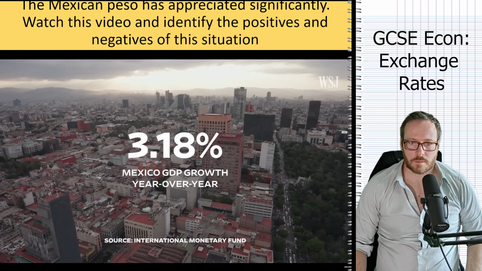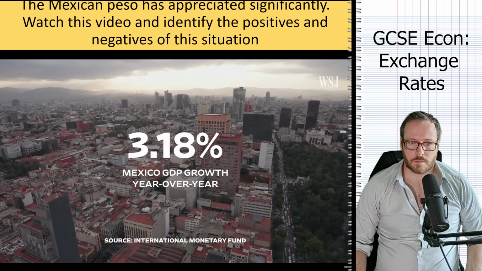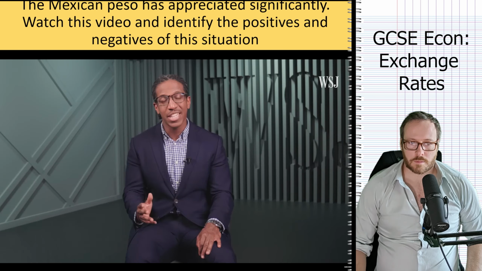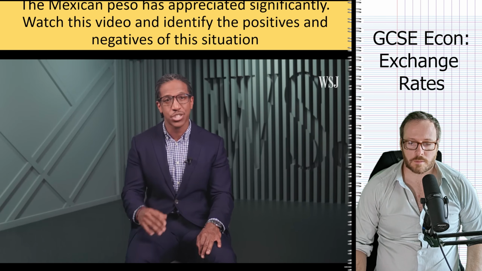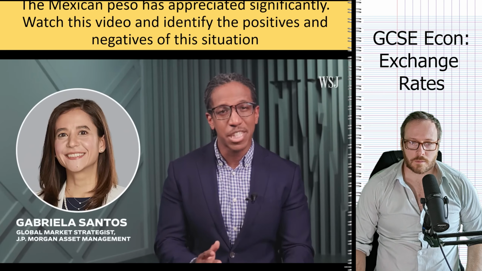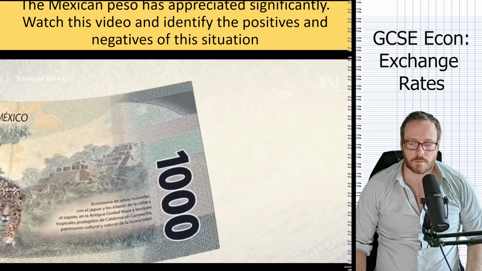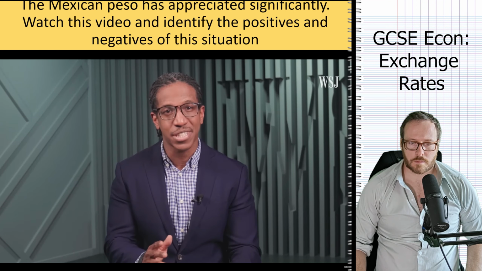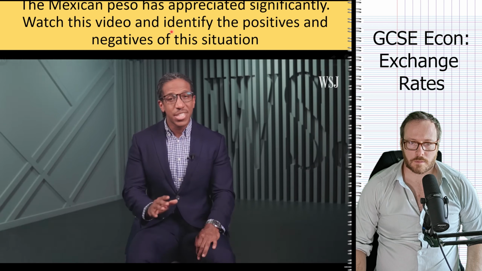And the country's economy grew by more than 3% last year, even with some of the highest interest rates in the world. Morgan Stanley estimates that other countries will buy up $609 billion worth of Mexico's manufacturing exports over the next 5 years, an increase of 34% from last year. JP Morgan Asset Management's Gabriela Santos told me recently that the strength of the peso, combined with Mexico's high interest rates, have made the country a very attractive destination for foreign investors. And she says the trade.